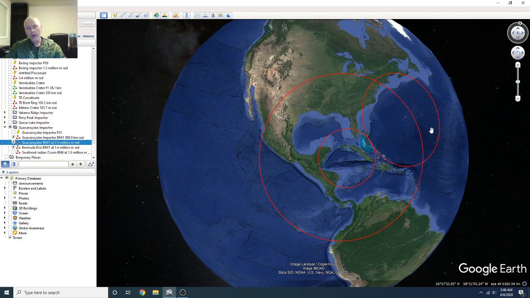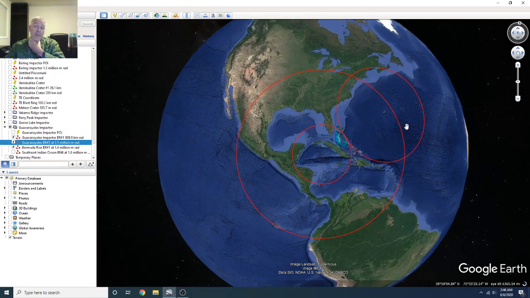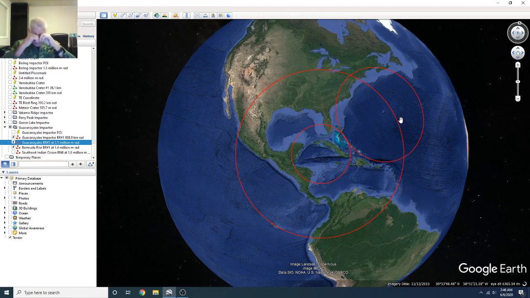Okay, so earlier on in my video, I said that the Bermuda rise. No, wait, it wasn't a video. It was an email I sent to someone who's responsible for this kind of stuff. I said that the Bermuda rise is the first impactor of the 4, and that the Guacanayabo impactor is the second impactor of the 4.